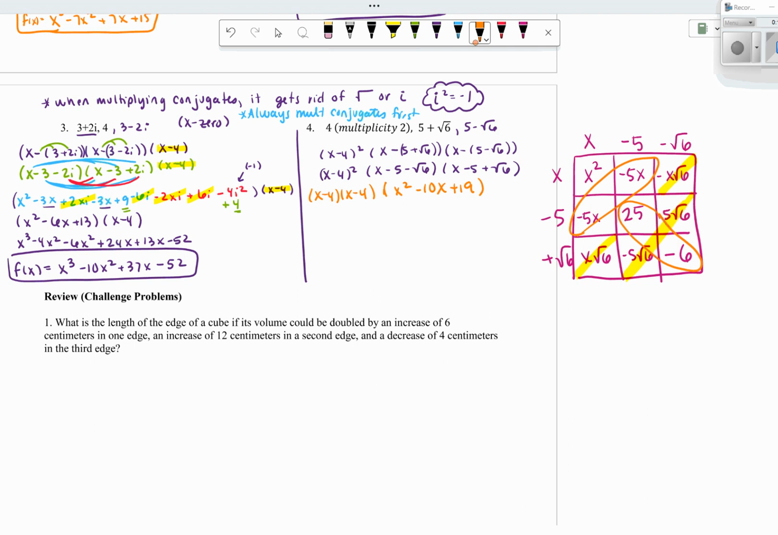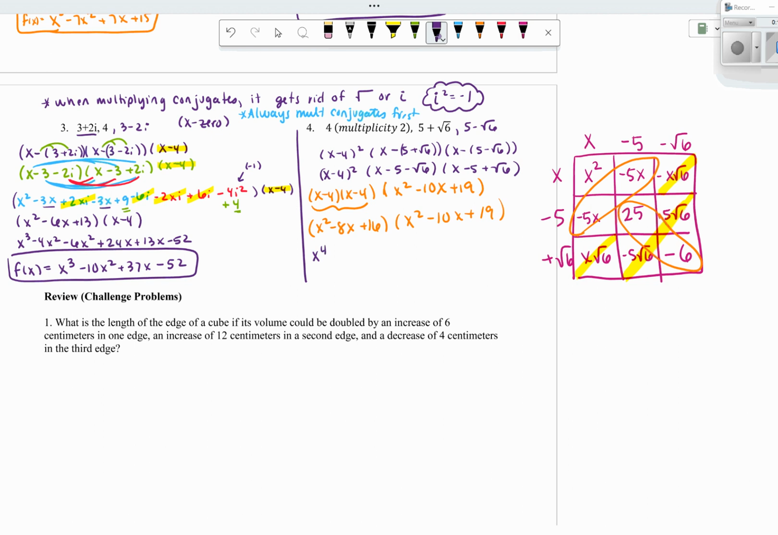And then we're going to FOIL this out. So when you FOIL that, it becomes x squared, and you have minus 4x, so minus 8x plus 16. And then x squared minus 10x plus 19. And then we're going to FOIL that all out again. And if you want to make another 3 by 3 box, you can. I'm just going to go ahead and FOIL it by writing it out.